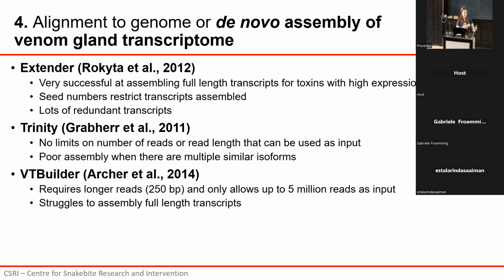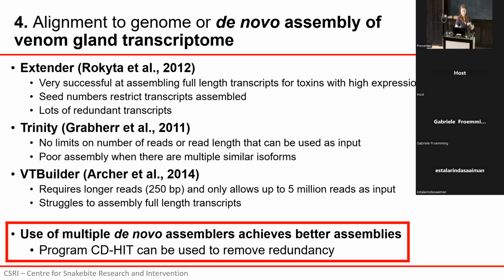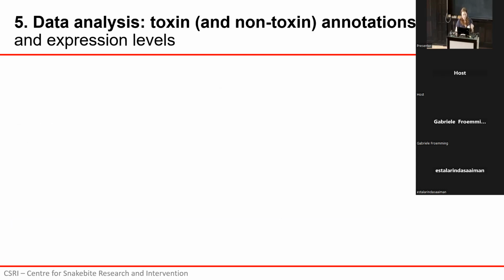There are advantages and disadvantages of each different assembler. What I've found is that by using multiple assemblers, I get the advantage of each one, and then I can remove redundancy using a program like CD-HIT. That's been my pipeline and approach for de novo assembly of venom gland transcriptomes.